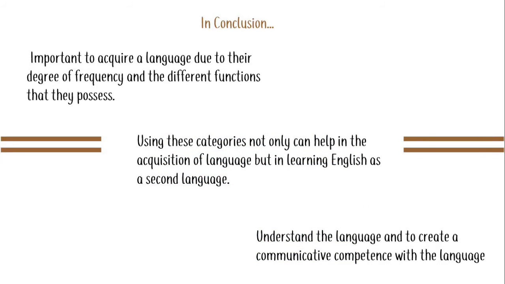In conclusion, we have seen how using the broad categories of basic vocabularies, which are part of the most frequent words in English, is important to acquire a language due to their degree of frequency and the different functions that they possess. Also, using these categories not only can help in the acquisition of language, but in learning English as a second language. Implementing this vocabulary for second language learners can help them to understand the language and to create a communicative competence with the language by using the words that are more often used by native speakers.